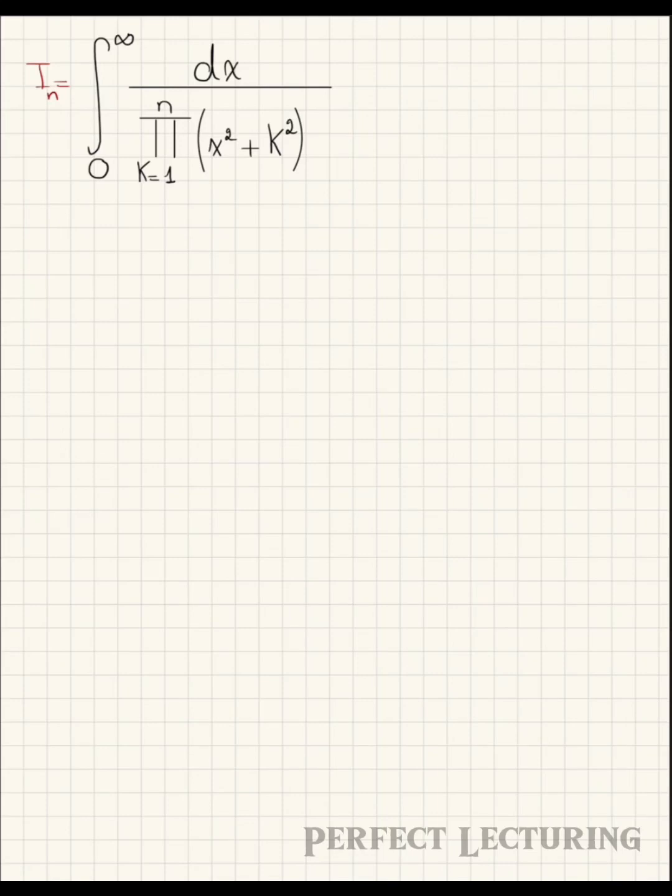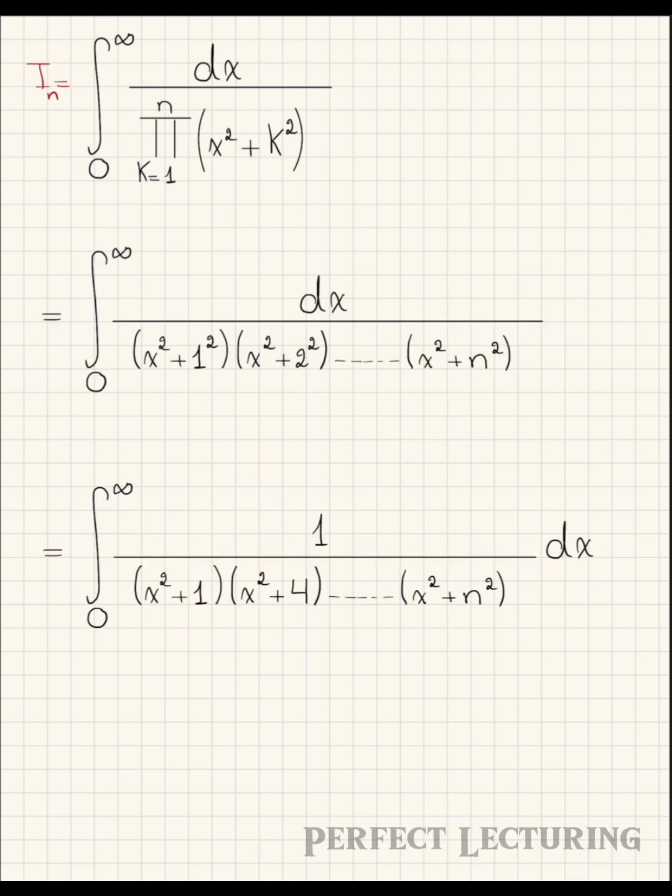Hello everyone. Our question for today is the following integral. It is an improper integral which contains a finite product which can be expressed as follows. In order to solve such integral, we first need to see what we can do with this expression which contains n factors in the bottom.